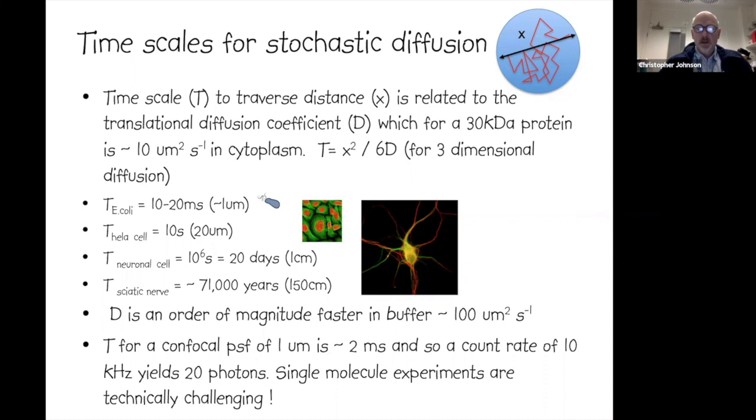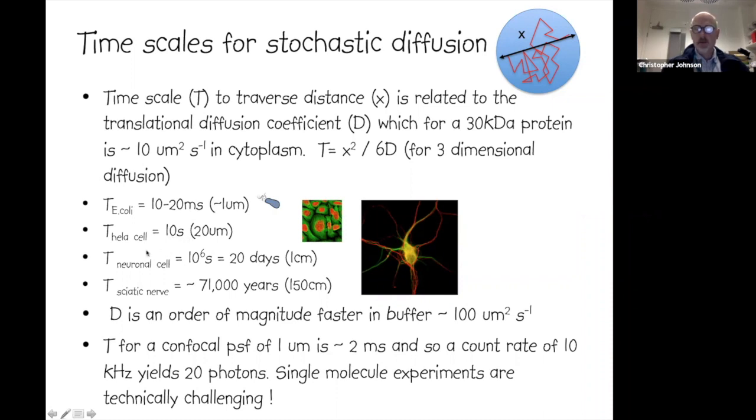it's just interesting, as a tangential sideline, to think about what the timescales are for stochastic diffusion within an observation volume. There's a simple formula to calculate the time taken on average to traverse a distance X. And this is related to a property of a molecule, the translational diffusion coefficient, which typically for a 30 kilodalton protein is about 10 microns squared per second in cytoplasm. So for three-dimensional diffusion, you can see that the timescale for diffusion along the length of an E. coli is about 10 to 20 milliseconds. The time of diffusion for this protein across a HeLa cell, which is about 20 microns, is on the order of 10 seconds.